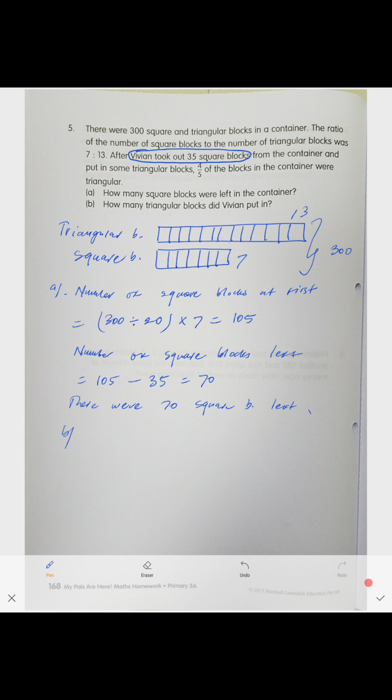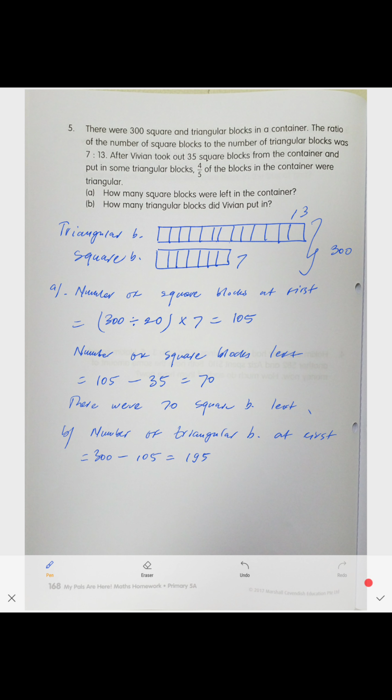Now B, how many triangular blocks did Vivian put in? Let's think about this too. How many did we have at first? So number of triangular blocks at first. Total amount of blocks 300 minus square blocks 105, it is 195. We had 195 triangular blocks at first.